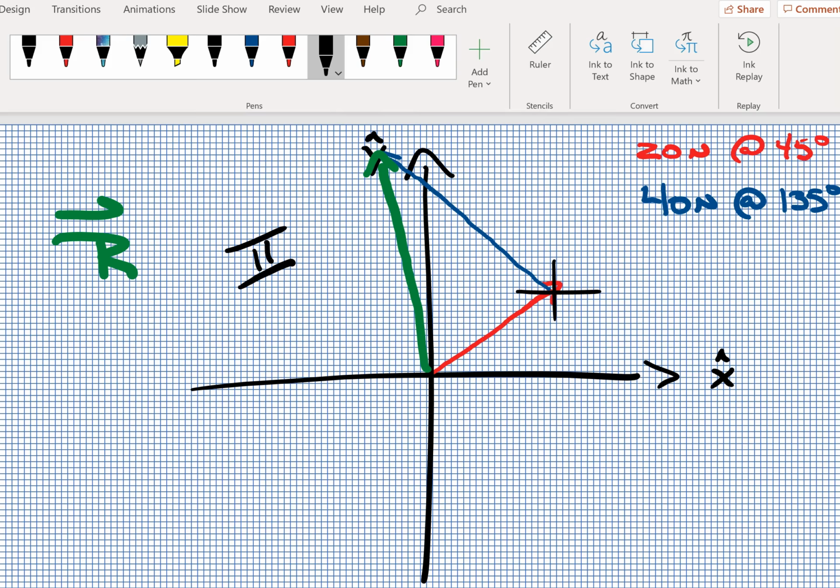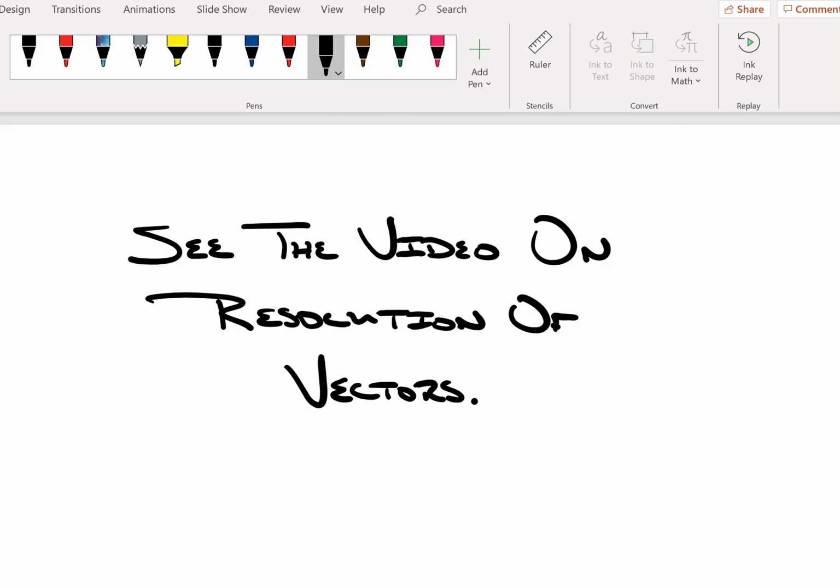And so before going any further, it is going to be necessary that you make sure you understand how to resolve a vector into component form so that we can compare this to our graphical results.